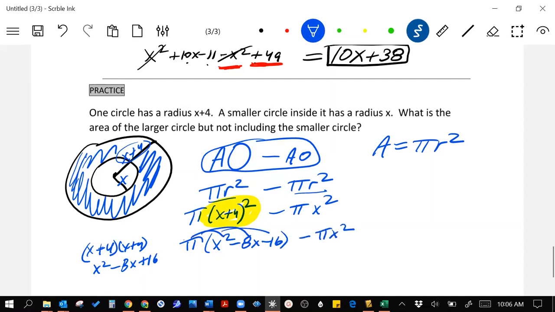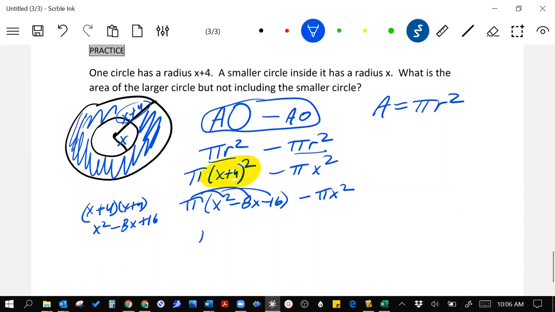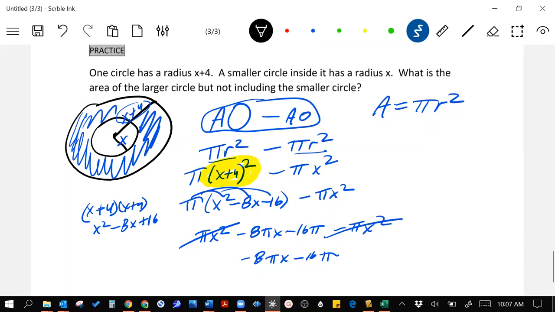And then I should do these out. So what I do is I have pi x squared minus 8 pi x minus 16 pi minus pi x squared, and notice this, they go away. So the area is actually negative 8 pi x minus 16 pi. Whoops, I made a mistake. I don't know if anyone caught it yet, but hold on, let's look at it and I'll show you the mistake in here.